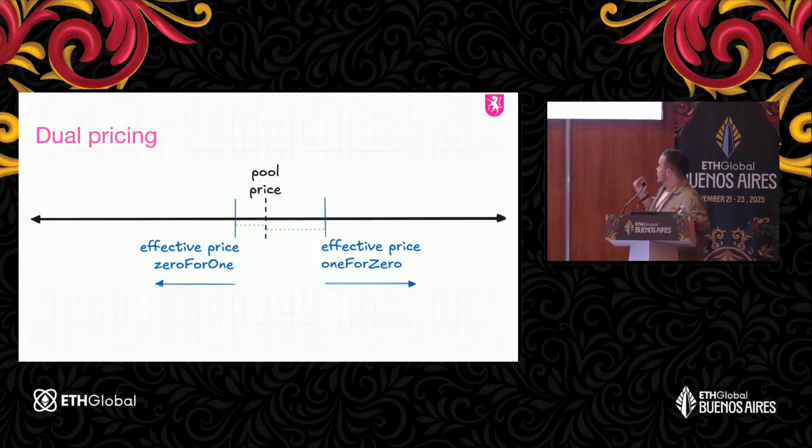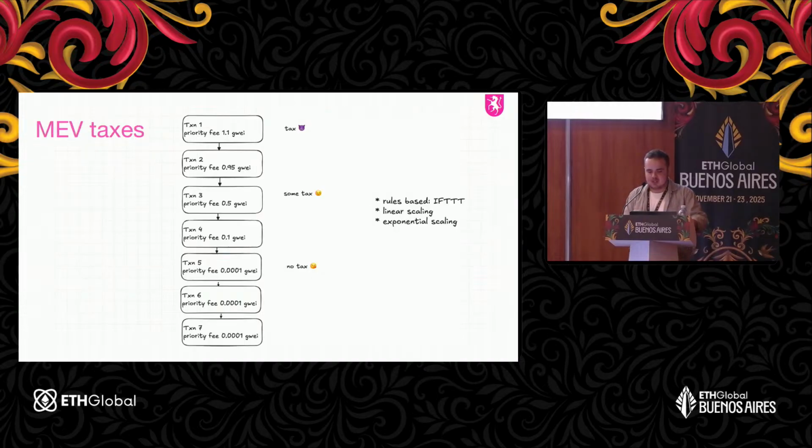Similar to this, let's say that you are working on meme coins and you want them to only go up. You can create a dual pricing mechanism, where you detect in which direction the trade is going. So 0 for 1 or 1 for 0 is the direction of the trade. If it's going up, you can give a better delta or lower fees. If it's going down, you can give worse deltas and higher fees. So you can play with these things to make interesting stuff.